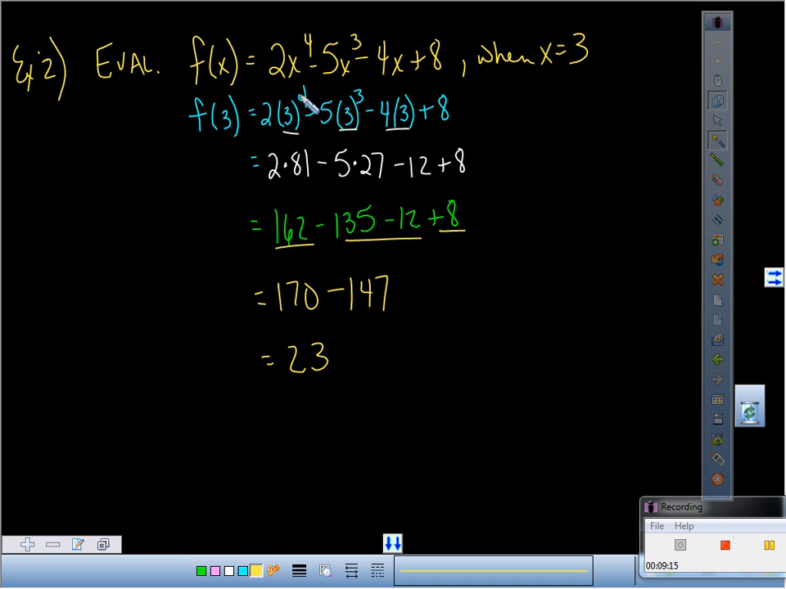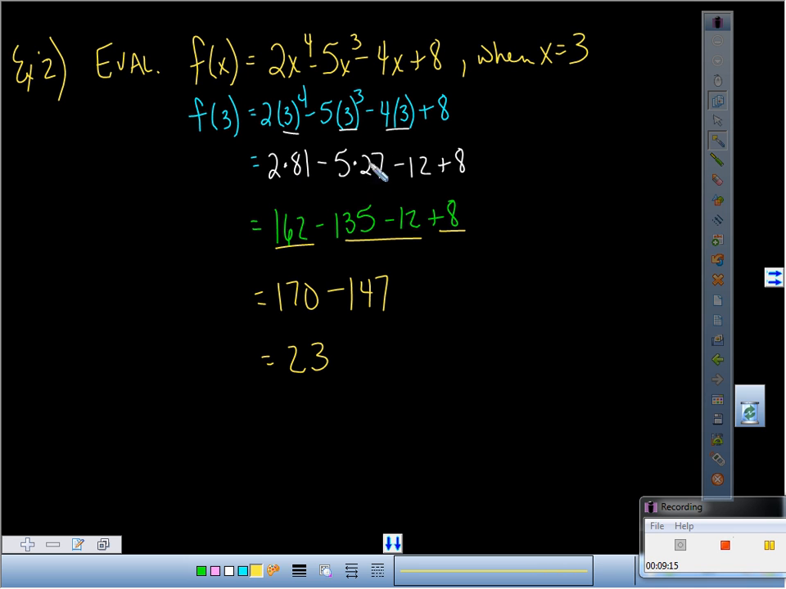I mean, you're just raising 3 to the 4th power. How do you raise 3 to the 4th power really fast? Yeah, square it, square it. 3 squared is 9, 9 squared is 81. Pow, there it is. Okay? So easy. That's a lot easier, isn't it?